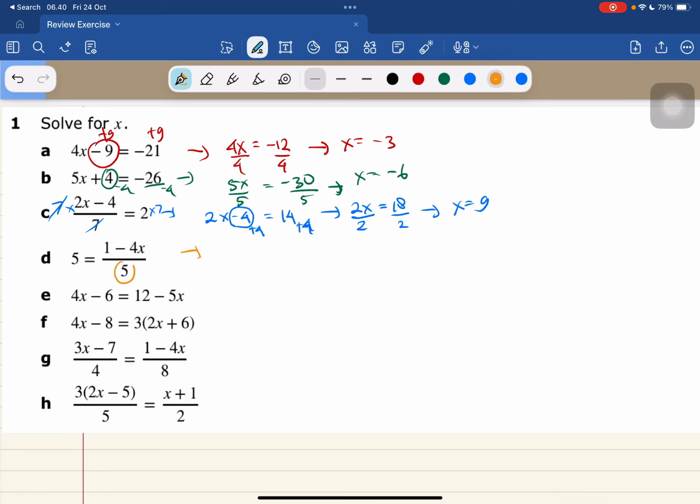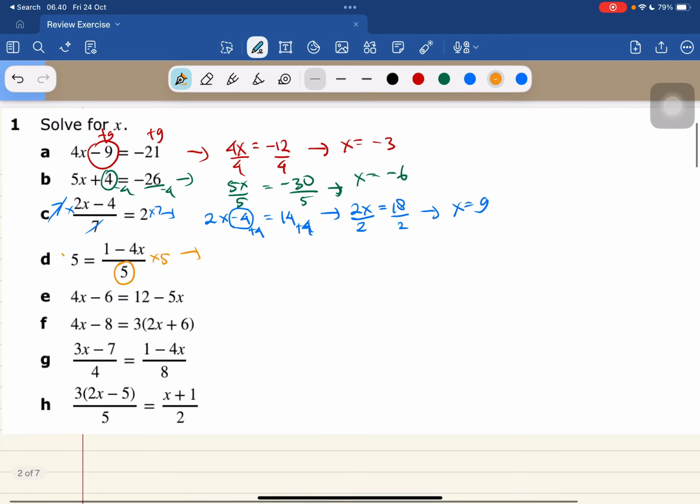Next, we've got a division by 5, so we can multiply the right side by 5 and do the same thing to the left side. So it's going to be 25 equal to 1 minus 4x. Okay, we've got 1 here, so let's subtract 1 and do the same thing here, subtract 1. So 24 equals minus 4x. This is for minus 4x. Let us make it only x by dividing by minus 4 and doing the same thing to the right side. So x equals 24 divided by minus 4, which is minus 6.